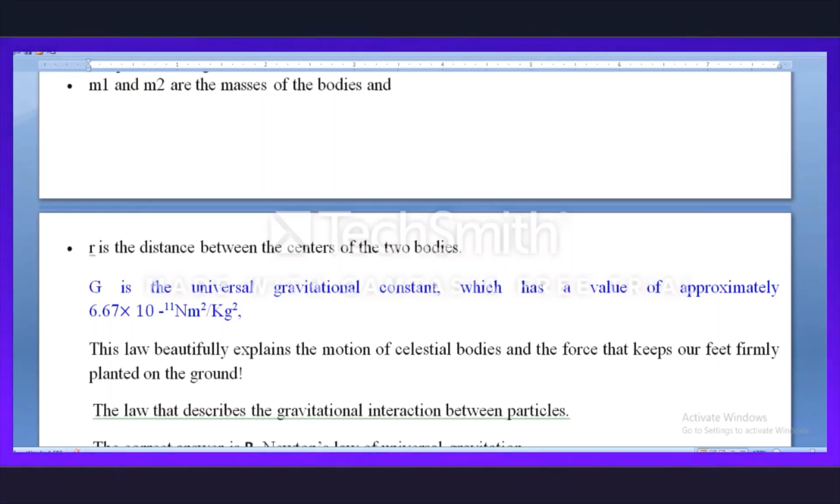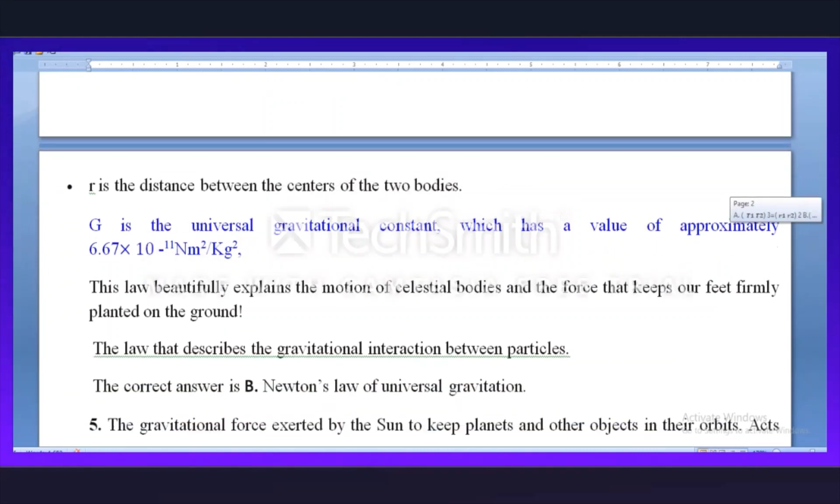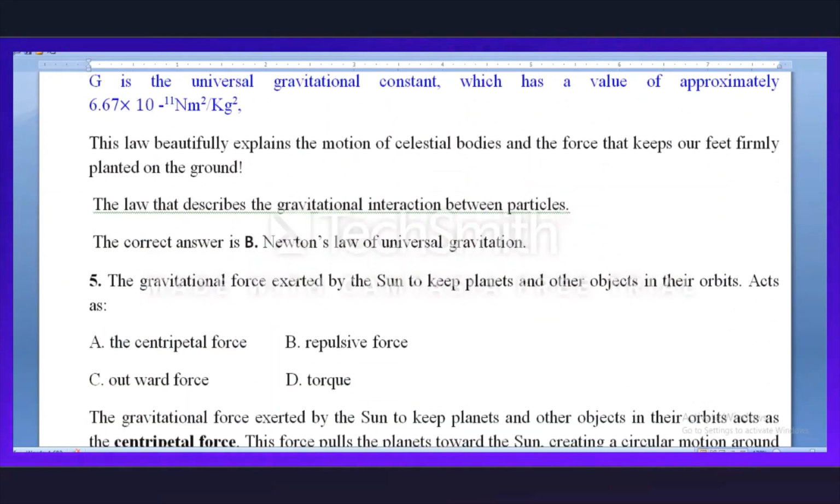This law beautifully explains the motions of celestial bodies and the force that keeps our feet firmly planted on the ground. So the law that describes the gravitational interaction between particles, according to the given alternatives, the correct answer is B. B says Newton's law of universal gravitation.